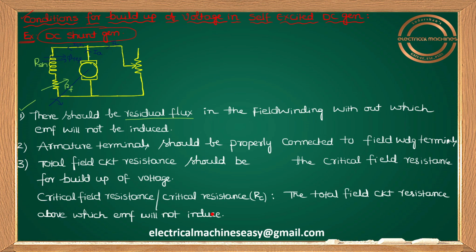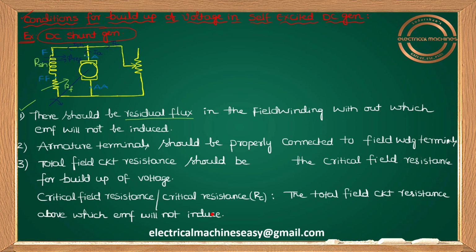Let me take terminals A and AA in the armature, and here the field winding terminals, I can say, F and FF. That means A should be connected to F, and AA should be connected to FF. So then only, though residual flux is there, will the EMF build up.